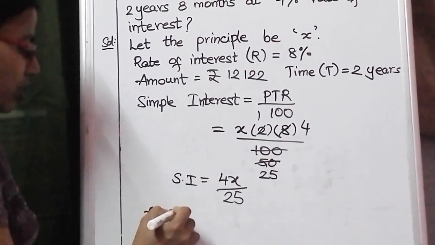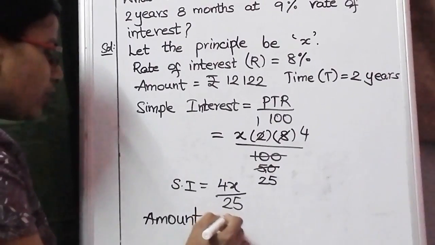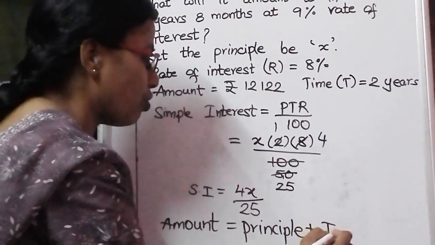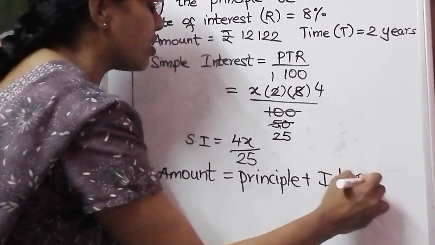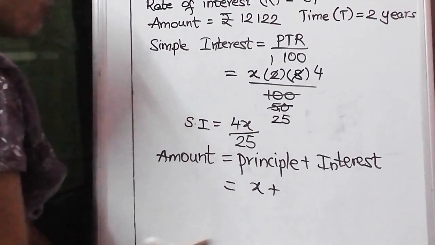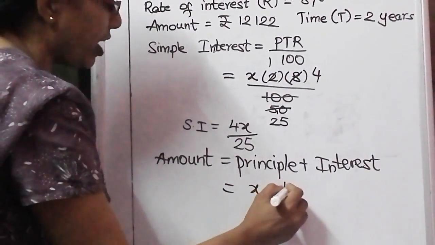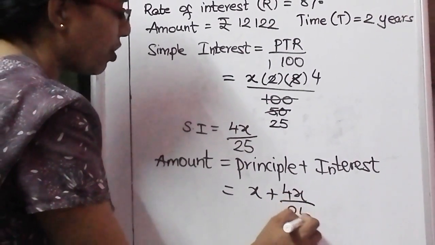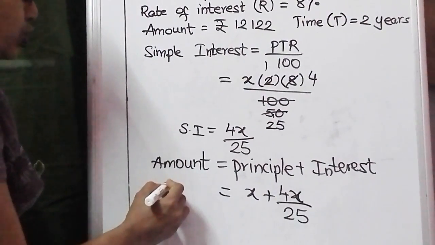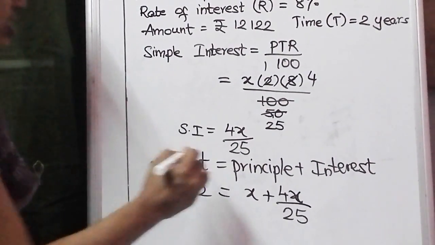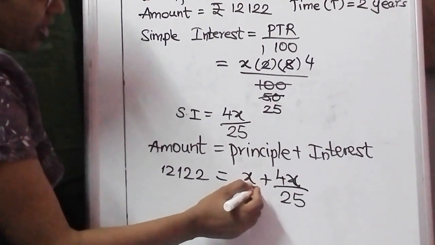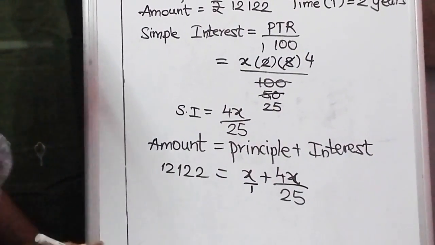Let us substitute in the formula. Amount is equal to principal plus interest. Principal plus interest, or principal plus simple interest. So this is equal to, what is the principal amount? It is X plus, what is the interest you got? 4x by 25. What is the amount? Amount is given as 12,122. So here, if nothing is there, it means divided by 1.